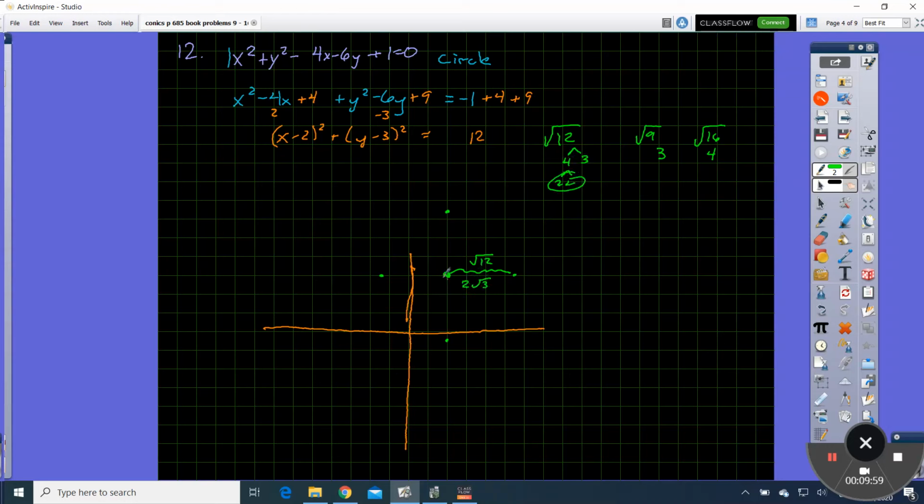Okay, and my center is at (2, 3). So now I just draw my circle. And you can use your imagination and make it look like a circle.